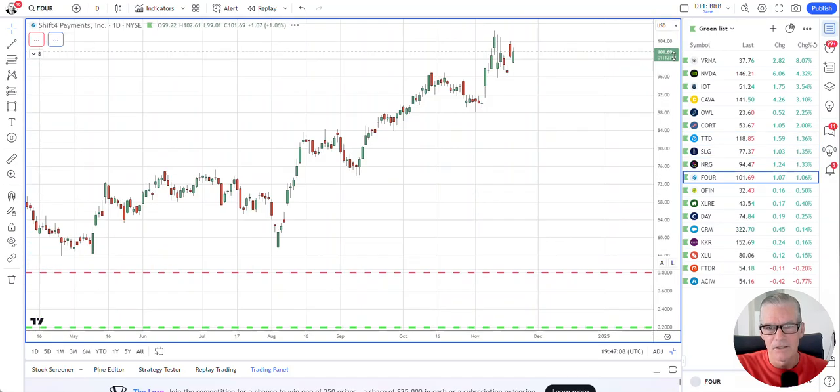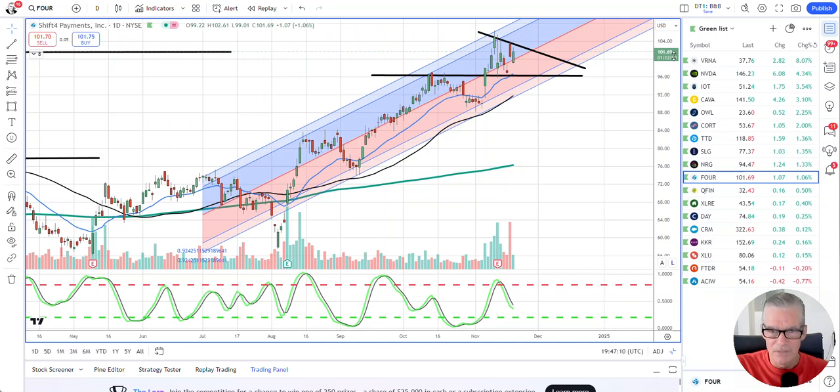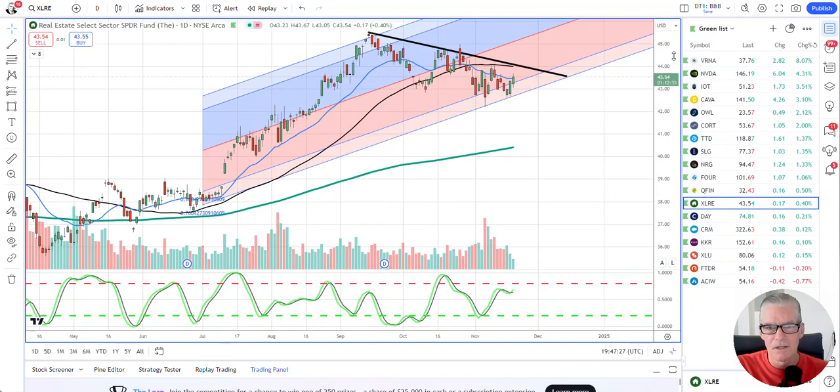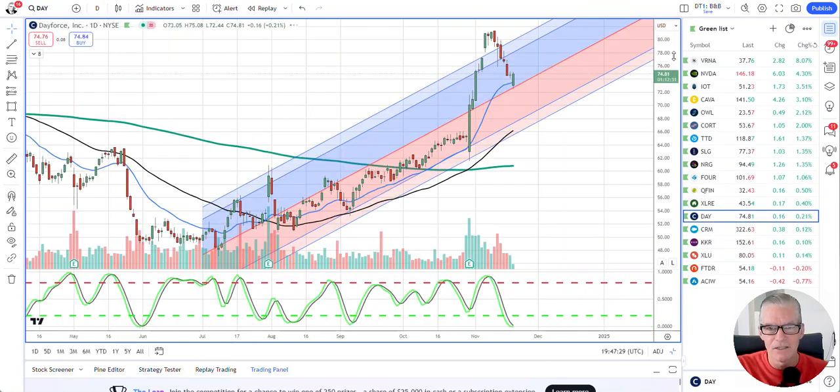NRG energy play looks good. We're in it because it's consolidating after a big breakout within the range, and that's where we like to buy it. That's where I like to buy it, within the range. QFIN is a Chinese play in the asset management space, just about ready to break out. We're long this one. It's a real estate play. I like this one a lot too.